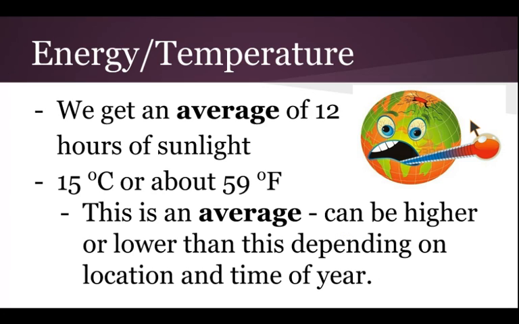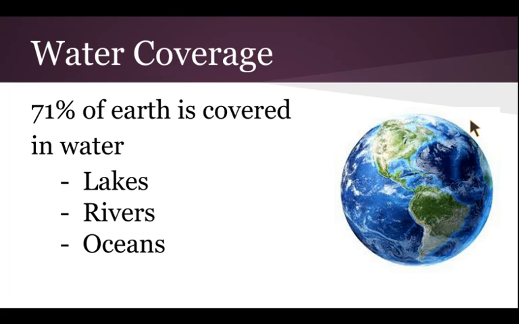Our temperature is also really good. We get an average of 12 hours of sunlight. That's our energy source. And so our average temperature is about 15 degrees Celsius or 59 degrees Fahrenheit. Now, obviously, it's much colder here right now. This is an average, so it can be higher or lower, just depending on where you are on the Earth and also what time of the year it is. So 59 is probably our average in maybe the fall or the spring. Okay. Our water coverage, we all know that we need liquid to survive, so about 71% of the Earth is covered in water, and this is in lakes and rivers and oceans.